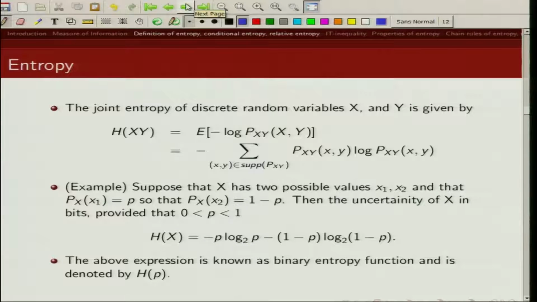Now this expression has a special name. It is called the binary entropy function, and it is denoted by h(p). In many books they use the small notation, small h(p). I am avoiding the small notation to avoid confusion with differential entropy, which we will define when we talk about continuous random variables. So I am denoting the binary entropy function by capital H(p).